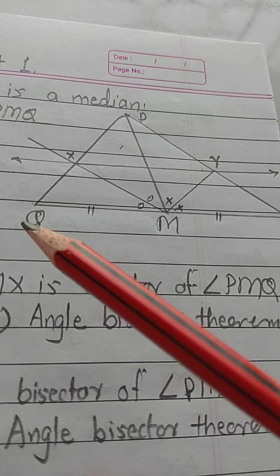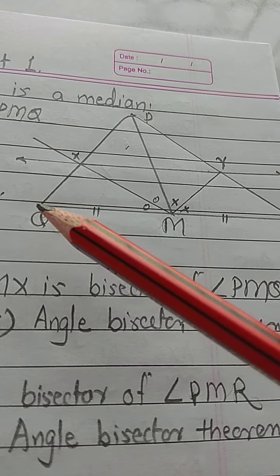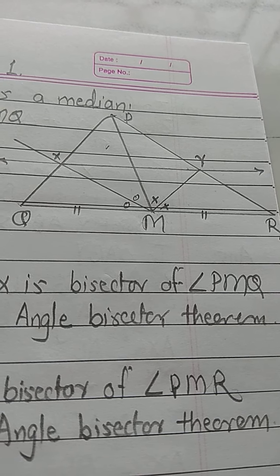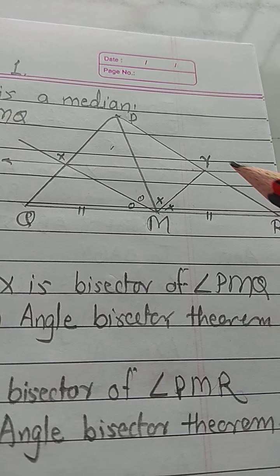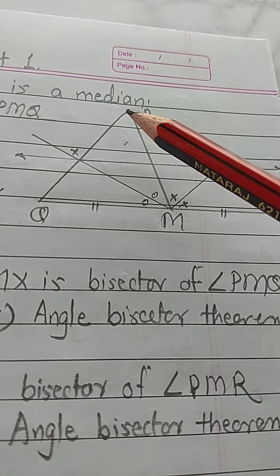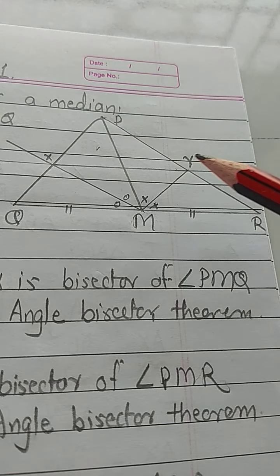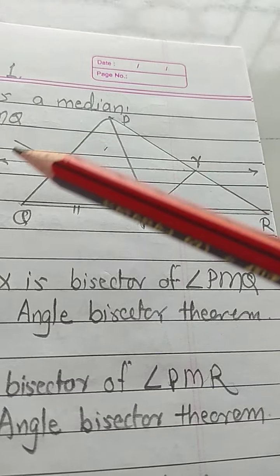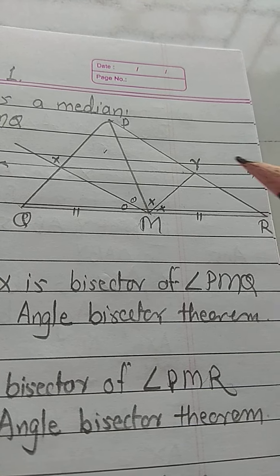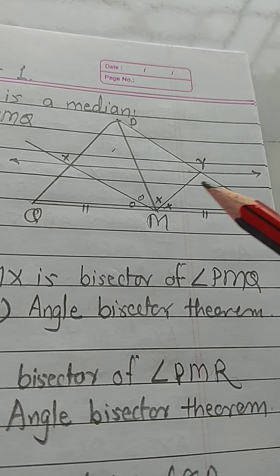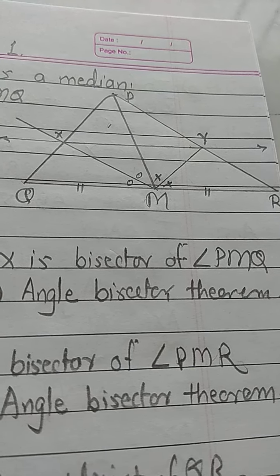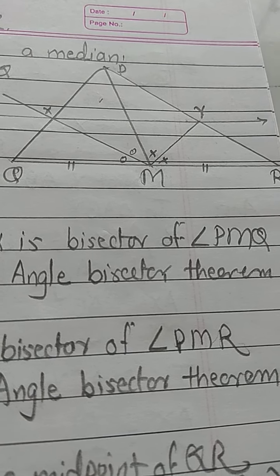Therefore, PM upon MQ, as it is equal to PX upon XQ, and PM upon MR, which is equal to PY upon YR, will also be equal. That means we can write PX upon XQ is equal to PY upon YR. If these two ratios are same, then we can say that line XY is parallel to side QR by basic proportionality theorem. Now question number 10.